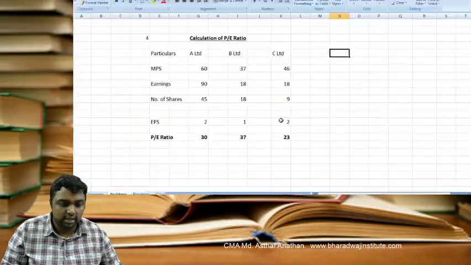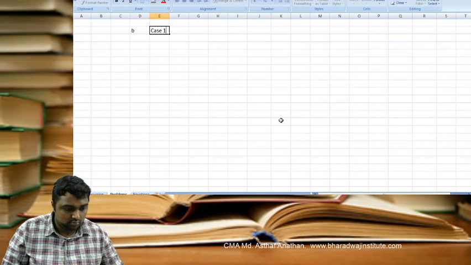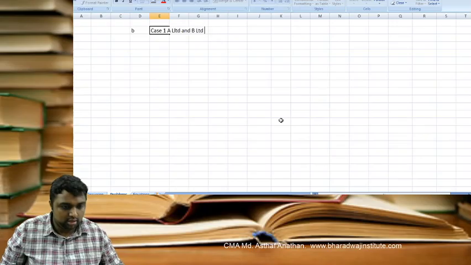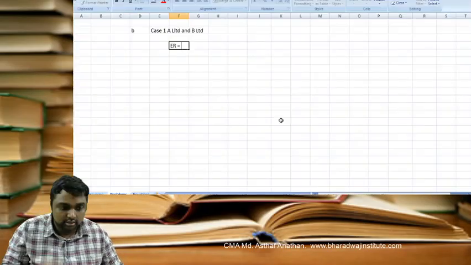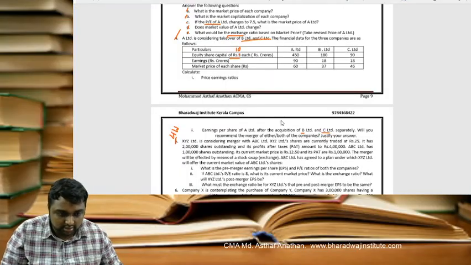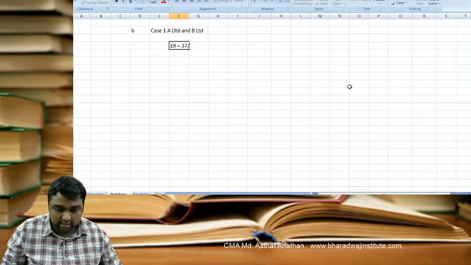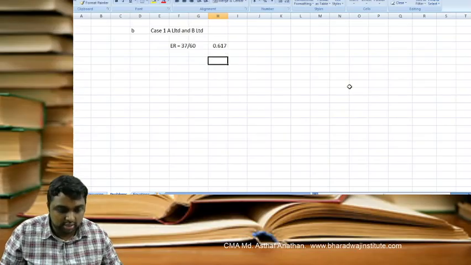Are you ready? Yes. So case 1. A Limited and B Limited. First, exchange ratio. Already we said market price. So what will be the market price? Here it is 37 divided by here it is 60. So 37 by 60, 0.617.